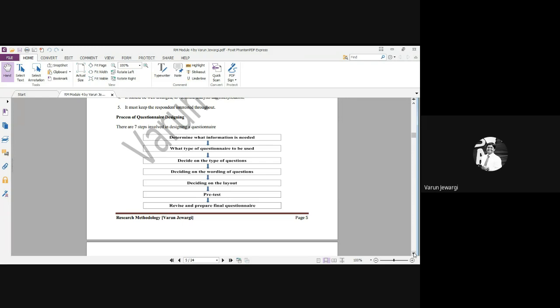Is the brand failing in the market, or is he launching a new brand, a new product in the market? What he is looking for is the first thing. Determine what information is needed from the people. It's the first thing you need to understand. Okay. Now consider an example and let's understand this.